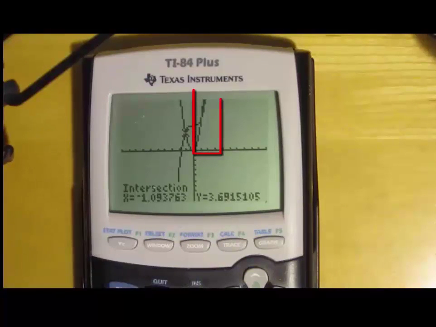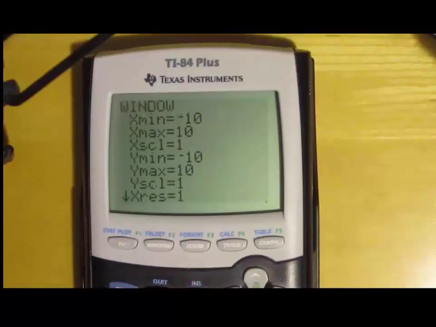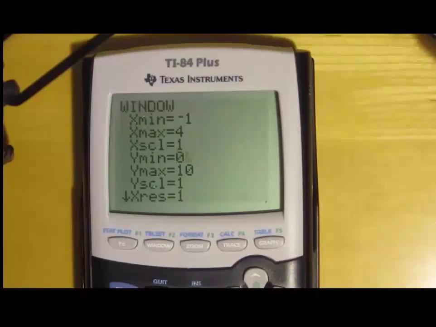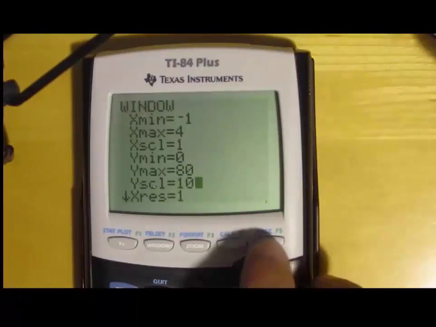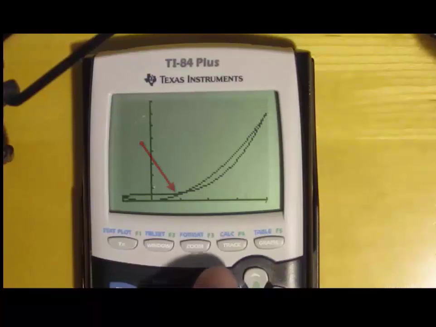The second and the third intersection is really difficult to see, so we have to enlarge the scale of the graphs so we can see it. So we have to change the window setting. Let's change the x min to -1, and the max is say 4, and then the scale we stick with 1. The min for y, because we know it only starts from 0, we change it to 0. And the max, we can say 80, right? And the scale, in order to see it from the window, we set it to 10. Now we graph it. Now you can see clearly that there are two intersections.